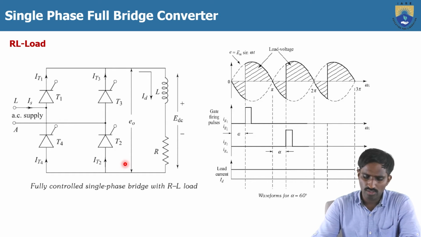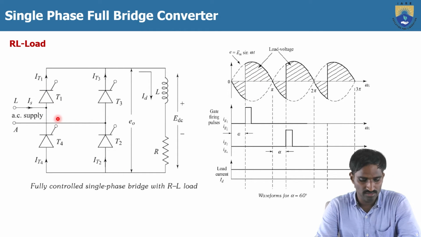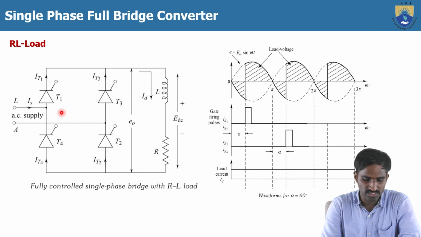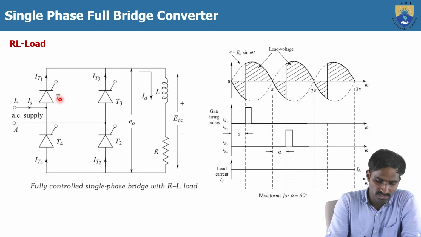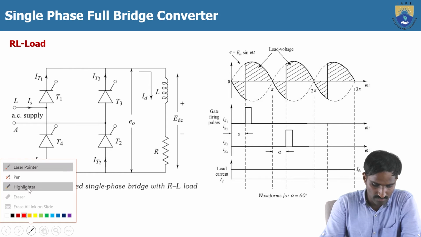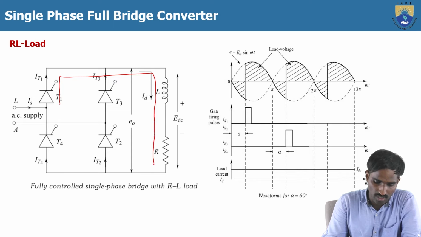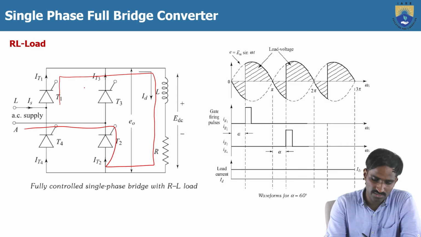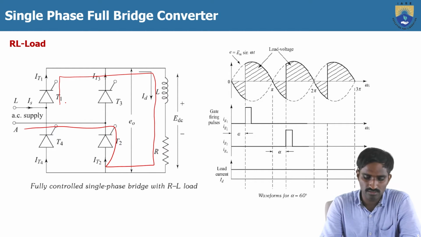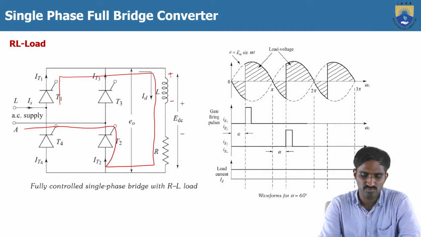Here again the operation is the same. During the positive cycle, the thyristors T1 and T2 will get turned on. Then the load current will go from T1 through the inductor and R to T2 and to the negative terminal. While T1 and T2 are turned on, the inductor will store some energy, with the polarities plus and minus like this.